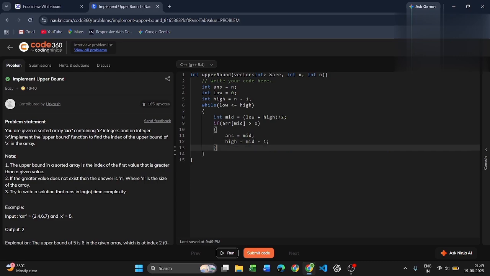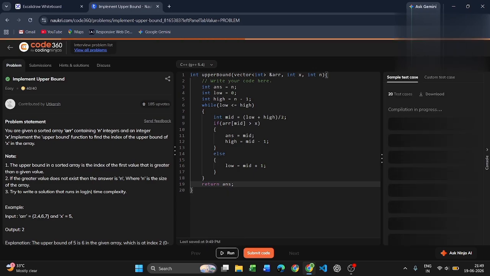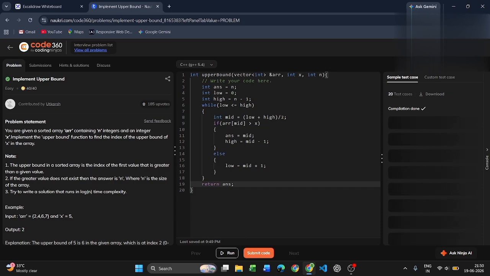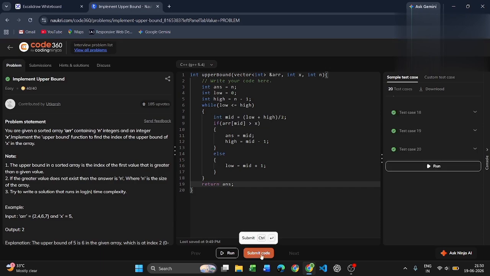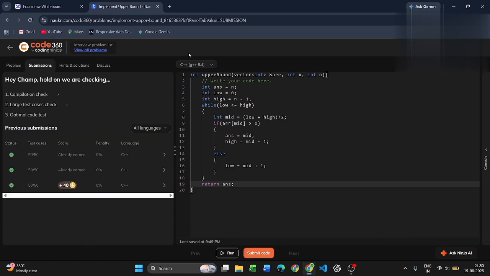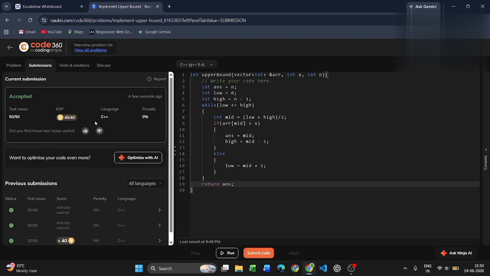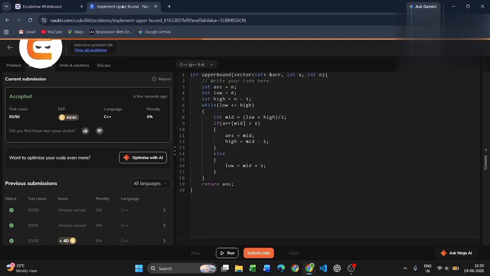If it is not, then we can say that the element would be present in the right search space. At last, we can return the answer and we would quickly run this and we would submit the code. So it runs fine, and you may also code this up and solve it yourself. Thank you.